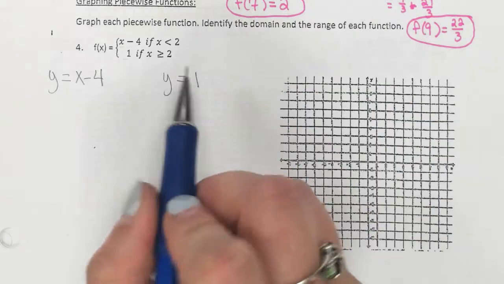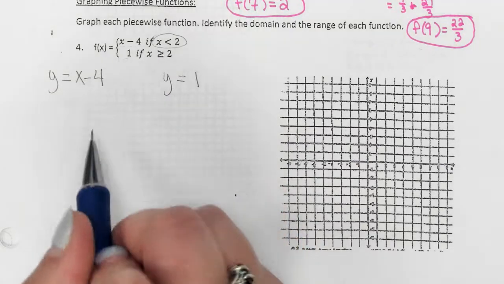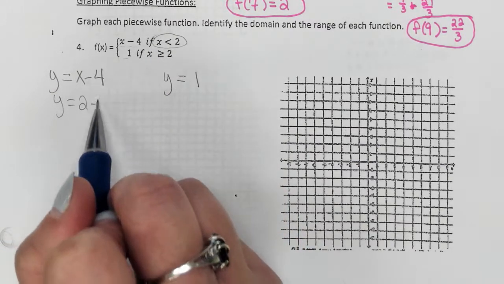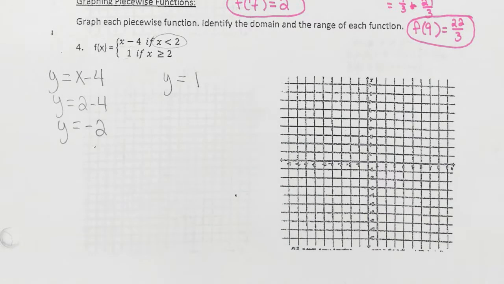Hold on a minute. All right, so we're going to plug in 2 right here, okay? Ready? So we got y equals 2 minus 4, which is negative 2. Y'all okay with that? We're not graphing the whole line because we only want a piece of the line. We don't want the whole thing, okay?